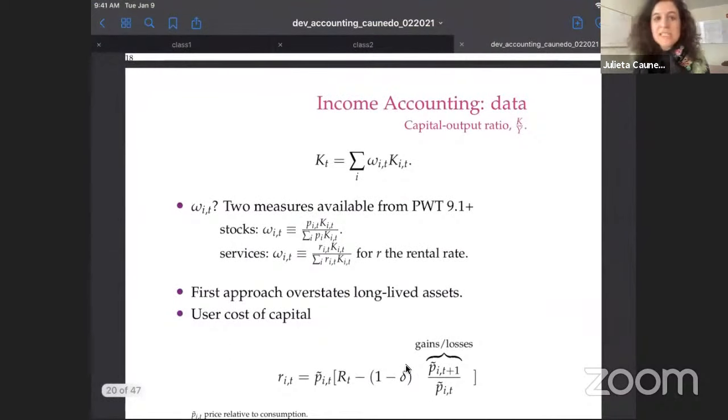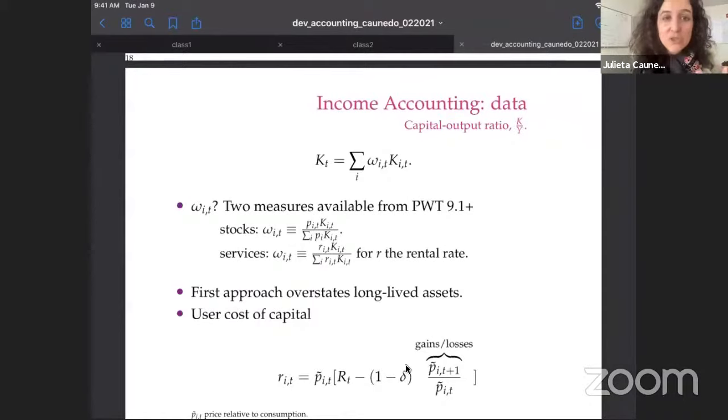Okay, so the second issue is that now we figure out how to measure the stock of trucks. Now we need to somehow add trucks to computers. How do we do that? Well, we're gonna have some weighted averages of these stocks. Okay, there are various ways to do that.